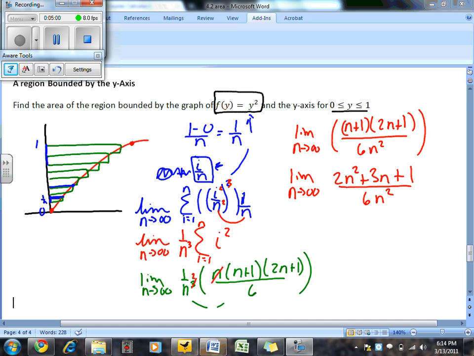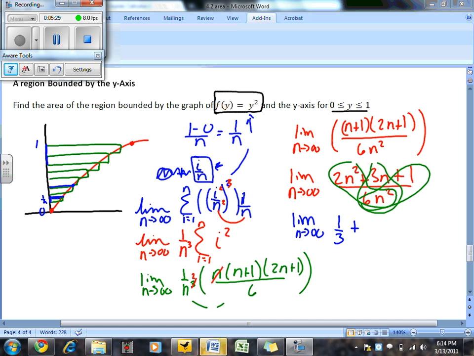Well, we can break each of these into their own separate fractions. So here is one fraction. Here's another fraction. So we're going to have 2n squared all over 6n squared, 3n all over 6n squared, and then 1 all over 6n squared. All right, so let's simplify a little bit. So I want the limit as n approaches infinity. I put 2n squared over 6n squared and be left over with just a 1/3. The n squareds cancel out. We can simplify 2/6 to 1/3.